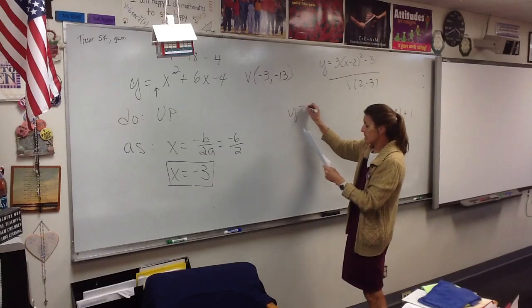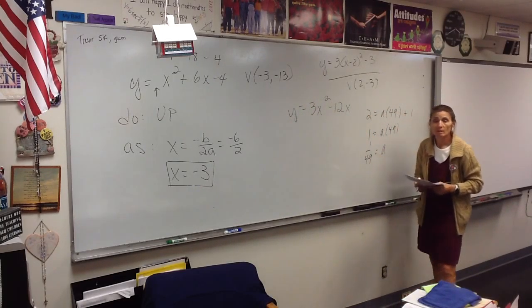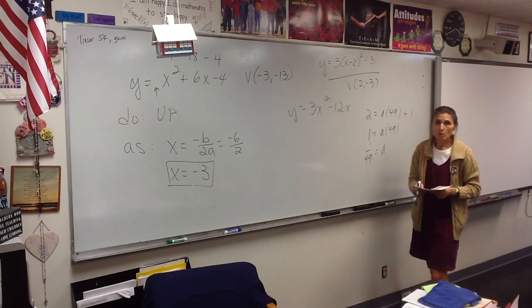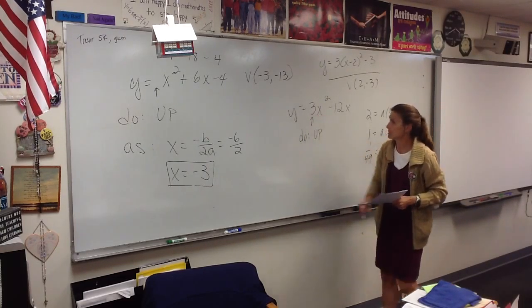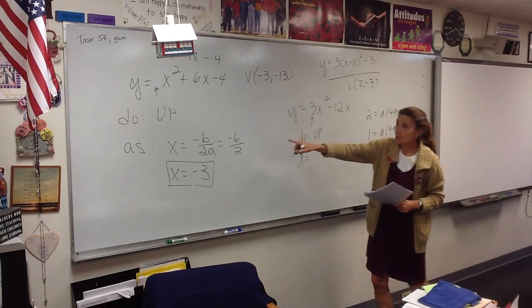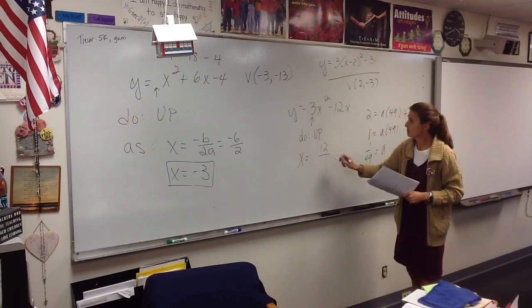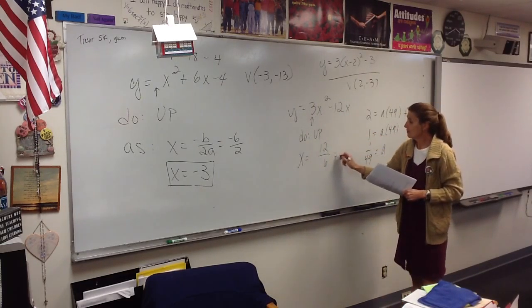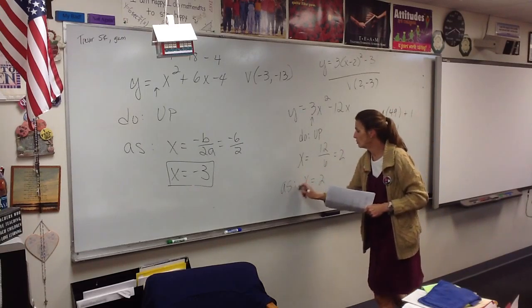Now, I've got y equals 3x squared minus 12x. Same exact process. I can see my direction of opening is up because of that +3. My axis of symmetry, I'm going to use exactly the same formula. So -b over 2a. This time my axis of symmetry is x equals 2.